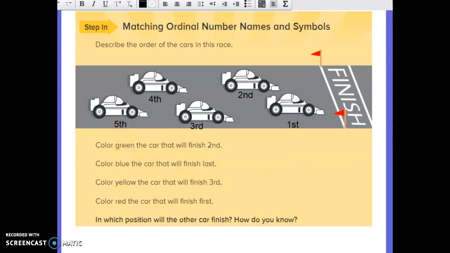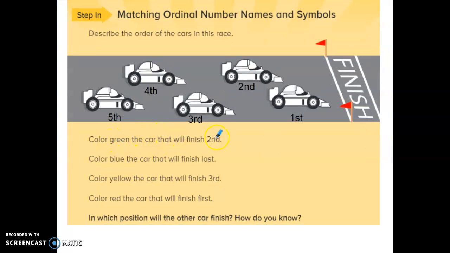Now it gives me instructions down here. It says color green the car that will finish second. So I'm going to find second. Oh, I labeled it. I'm going to color it green. Color blue the car that will finish last. Okay, well, 5 is the last one, 5th is the last place. I'm going to color blue. You're going to finish those instructions there.